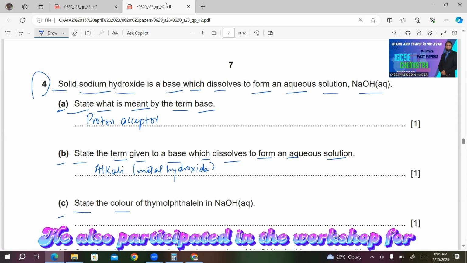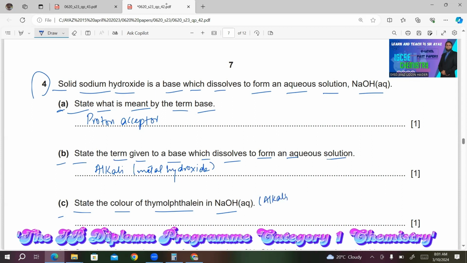C. State the color of thymolphthalein in NaOH aqueous. NaOH aqueous is alkali, so it must be blue. In alkali, it shows blue color. It gives blue color.